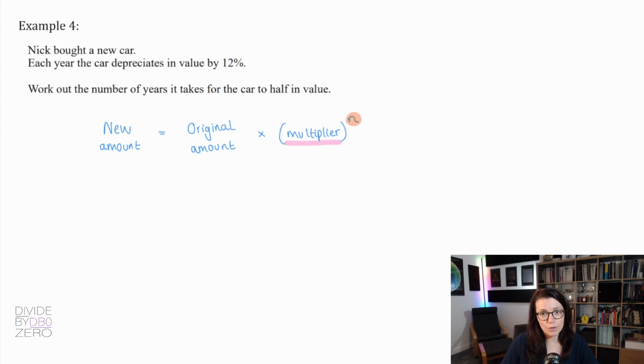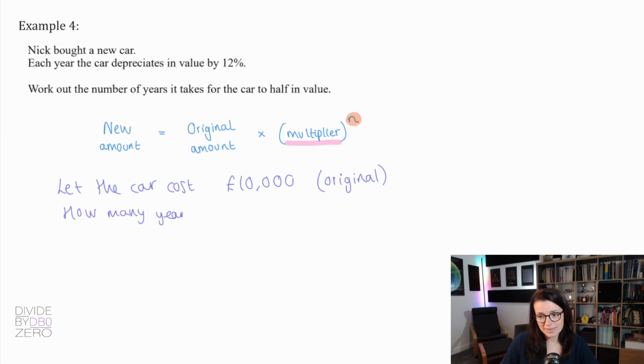To make this easier, we can come up with an original cost of the car. You can choose whatever value you like, but I'm going to say that originally, let the car cost £10,000, and this can be the original value. Then the question we're really asking is how many years until the new value is £5,000? Because 5,000 is half of the original value of 10,000.